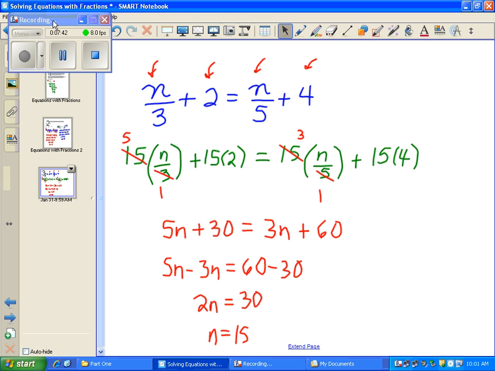Now, by the way, with fraction equations, you can do a formal check in the same way that you would with all other equations. Just make sure when you do your formal check that you always write your left side and your right side from the original question. So in this case, if I were doing a formal check, my left side would be n divided by 3 plus 2. So I would say 15 divided by 3 is 5, 5 plus 2 is 7. That would be the left side. My right-hand side would be n divided by 5 plus 4. Then I would substitute 15 divided by 5 is 3. 3 plus 4 is 7. And then I would say left side equals right side. Therefore, n equals 15.